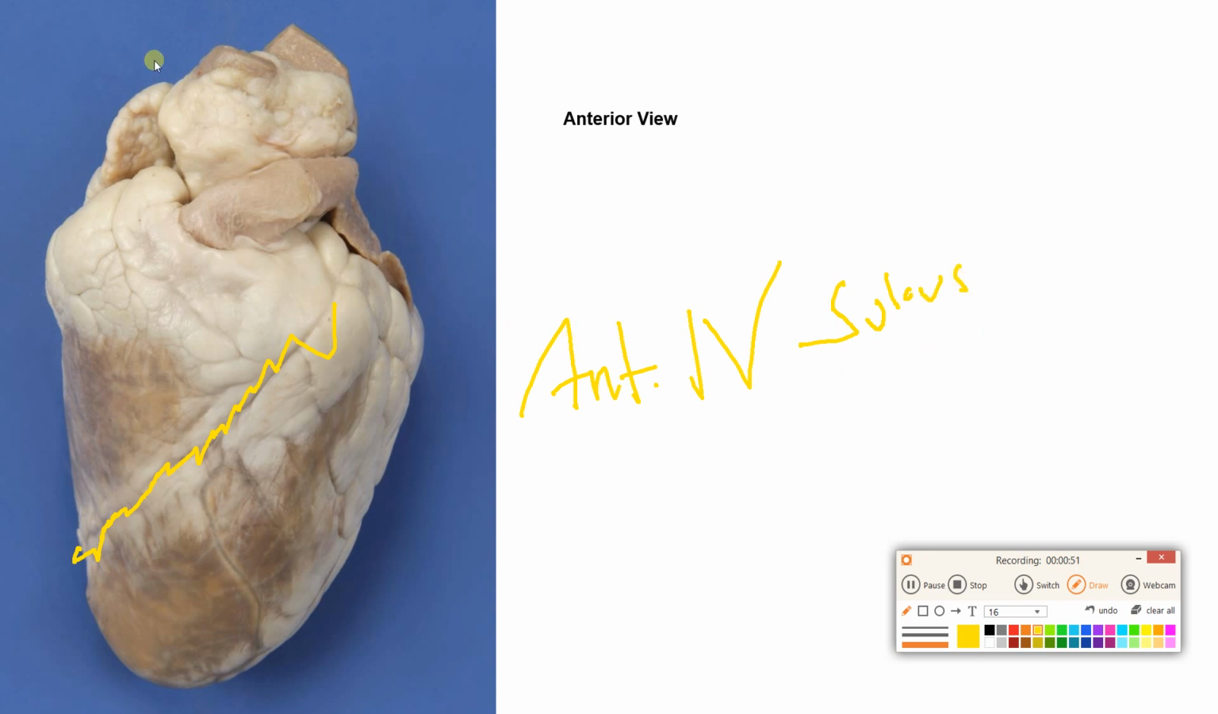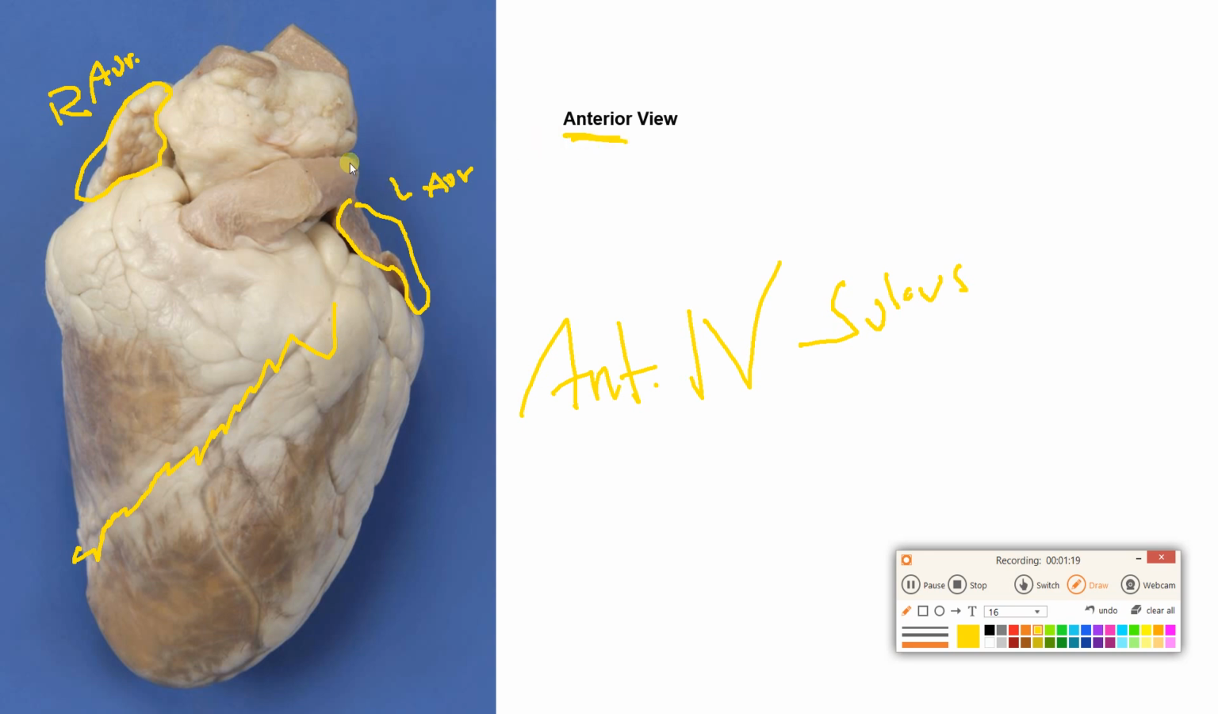I can also see a flappy, wrinkly guy right here. That flappy, wrinkly guy is my right auricle. I can see a flappy, wrinkly guy over here. That is my left auricle. I see these auricles in the front. They're folded towards the front. So another reason this is anterior.